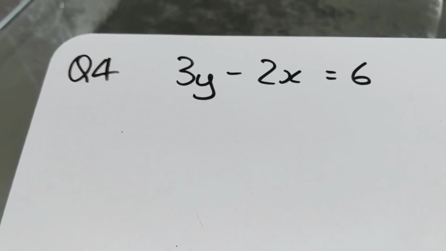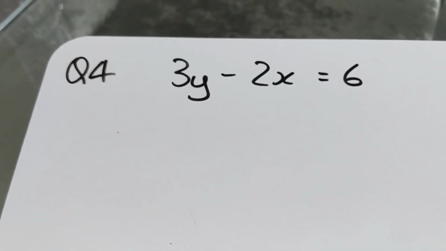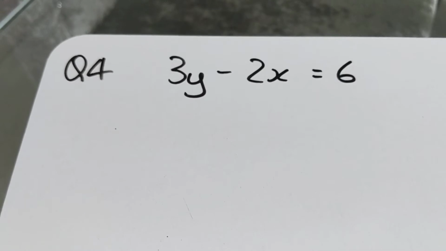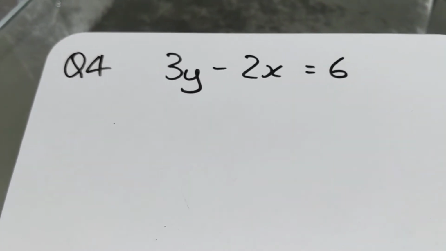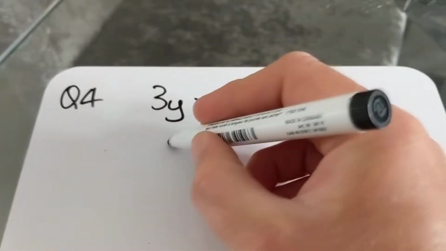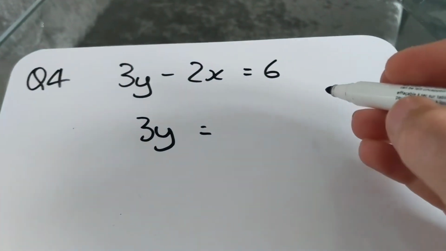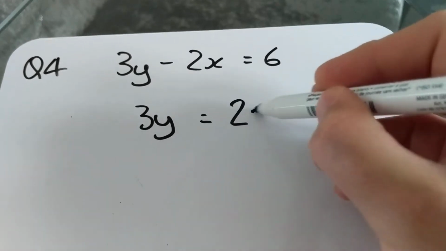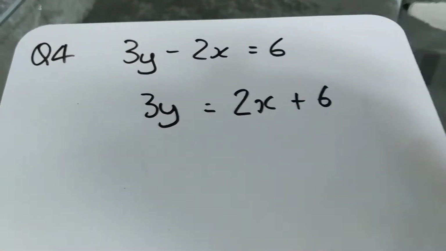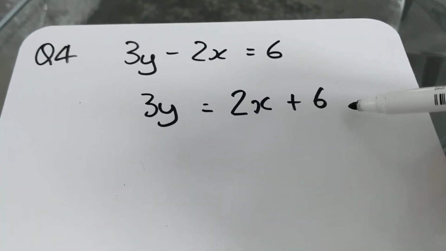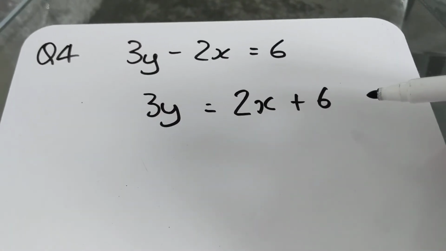Okay, question 4. We've got to find the gradient and y-intercept of this line. So we want to change it into the form y equals mx plus c. So keep your 3y. Want to get rid of that minus 2x when you add 2x to both sides. So it becomes a positive 2x over here plus 6. You can write 6 plus 2x. Both things are the same.